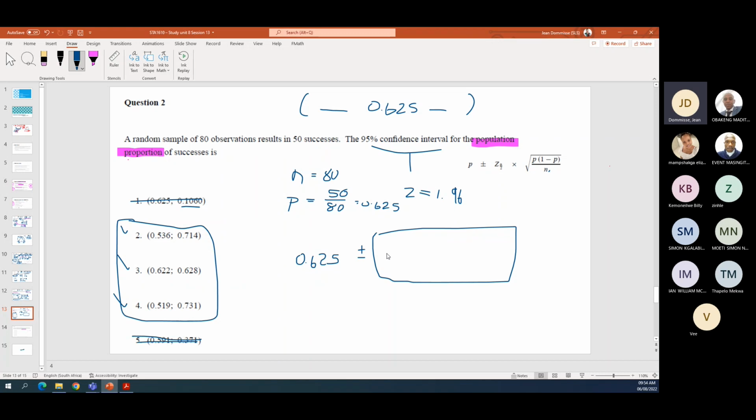So, but let's work this out. 1,96 times, okay, 0,625. 1 minus 0,625 is 0,375. We're going to multiply by that. Just need to get n right this time. N is 80.